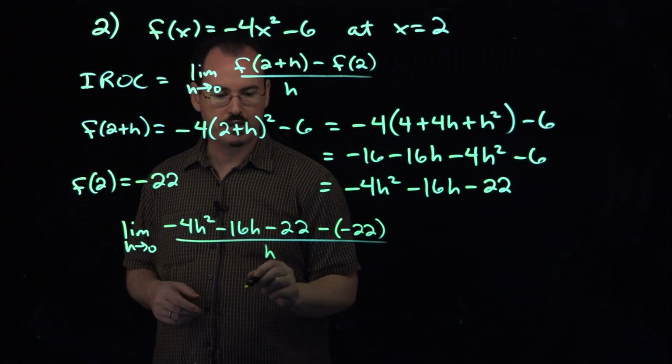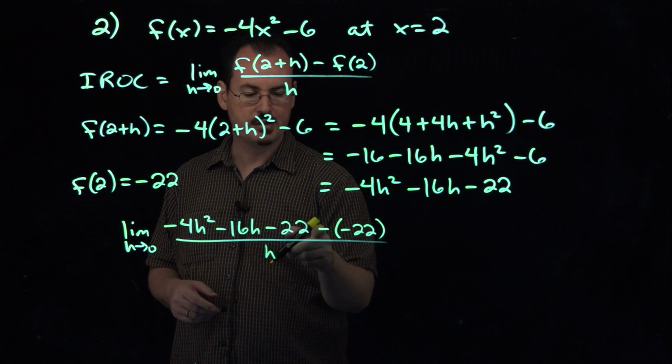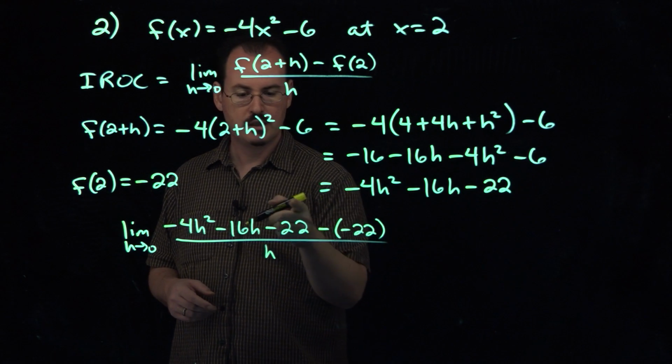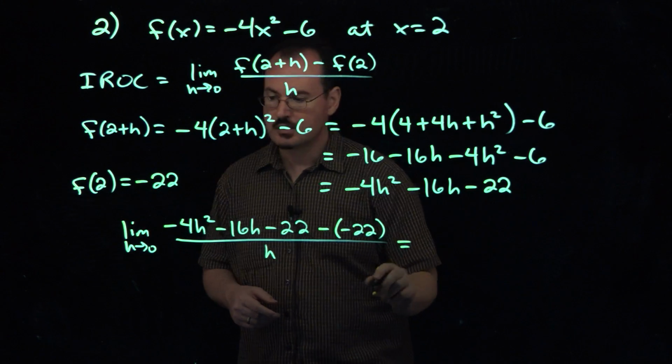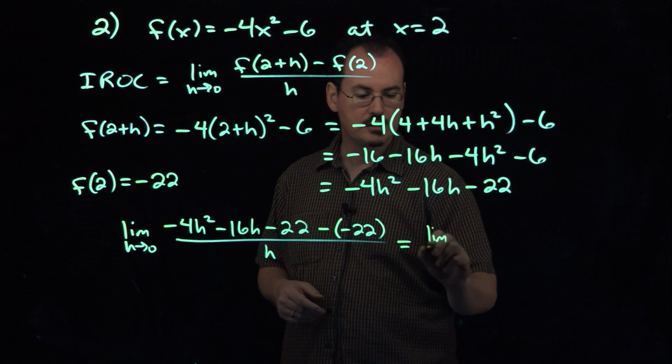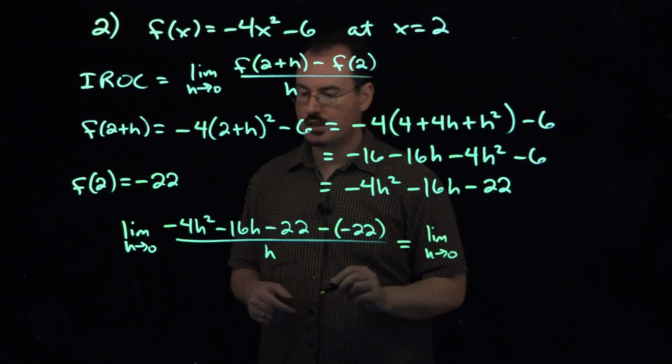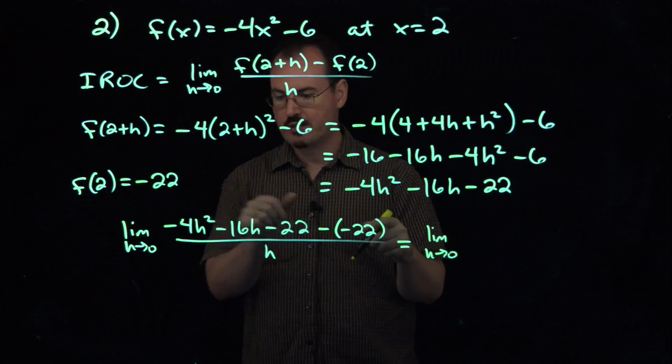And again, we're going to find that minus 22, these two minuses will cancel. We're going to get plus 22, minus 22 plus 22. Those two terms will cancel each other out. So we'll get the limit as h approaches 0 of, and those terms are gone. We're just left with those two.